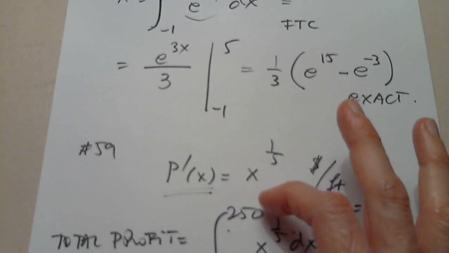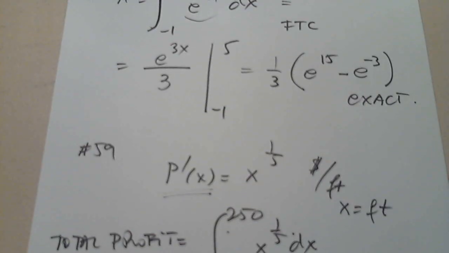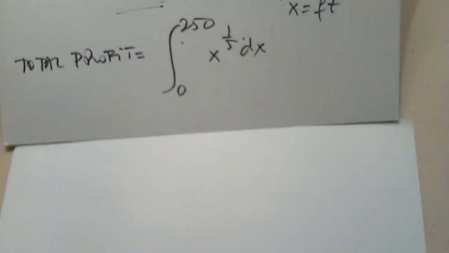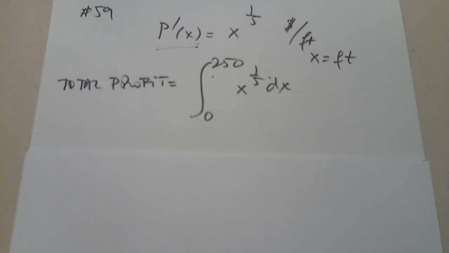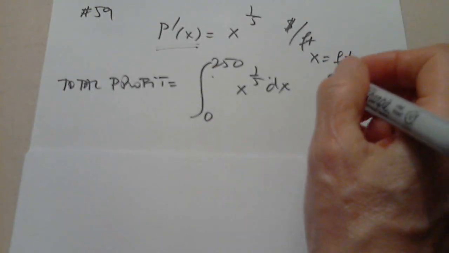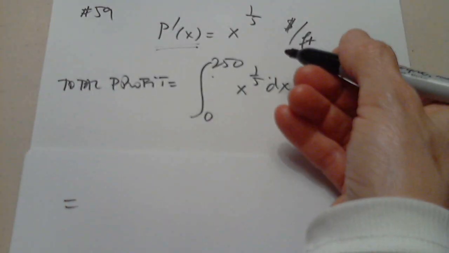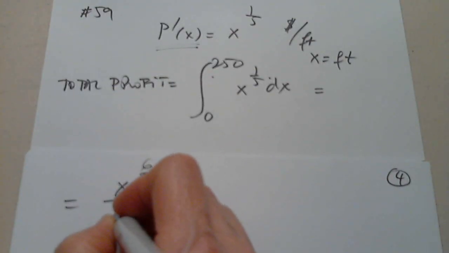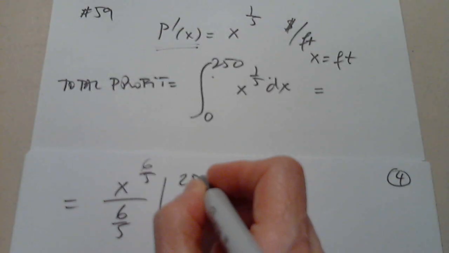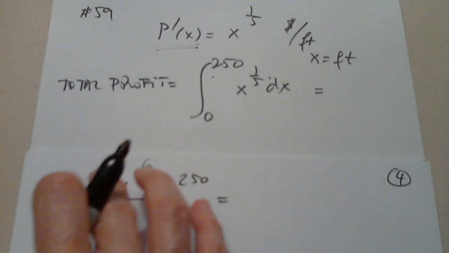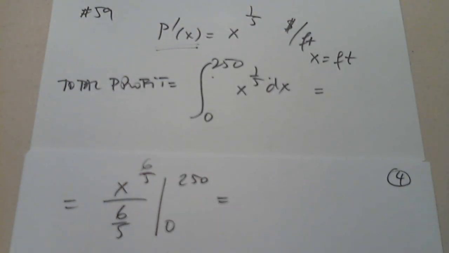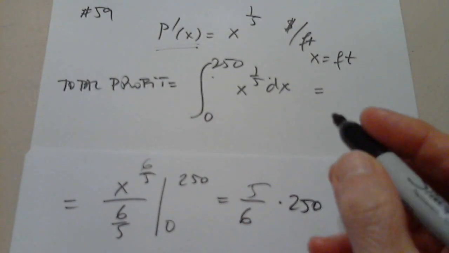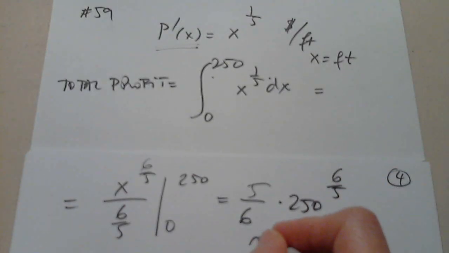This function is continuous on this interval. I can use the fundamental theorem of calculus. All I have to do is find the antiderivative. But that's a piece of cake, because I only have to add 1 to the power. So what do I get? x to the 6/5 divided by 6/5 from 0 to 250. Luckily for me, it's a polynomial. I don't have to plug in 0 because I get 0. I flip, 5/6 times 250 raised to 6/5, and I will approximate.